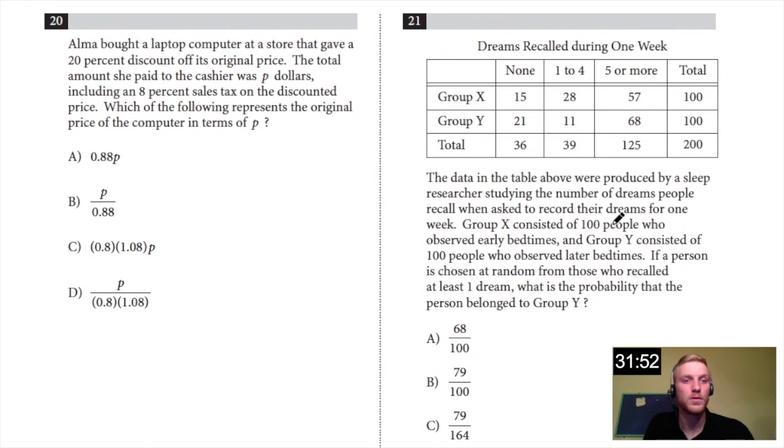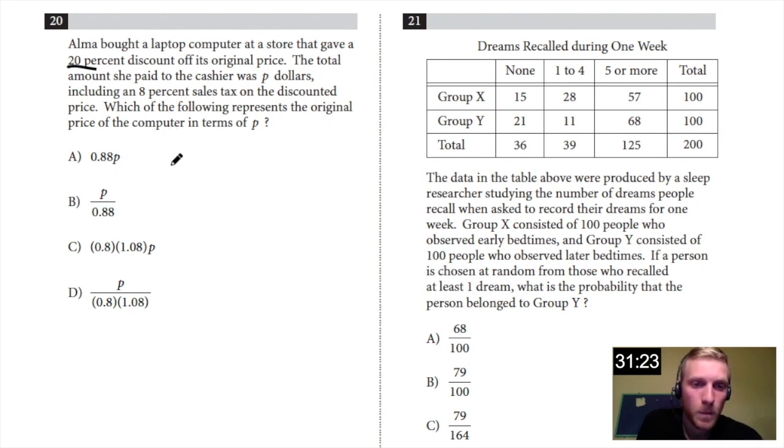Okay. Moving along. 20. Alma bought a laptop computer at a store that gave a 20% discount off its original price. The amount she paid to the cashier was P dollars. That includes an 8% sales tax on the discounted price, so on the discounted price, not on the original price. Which of the following represents the original price of the computer in terms of P?